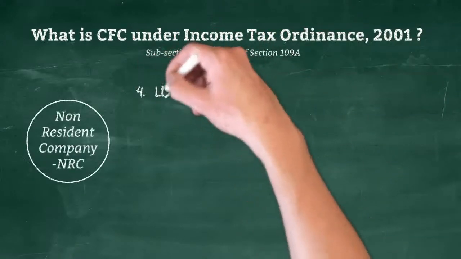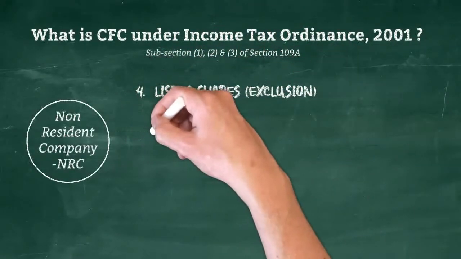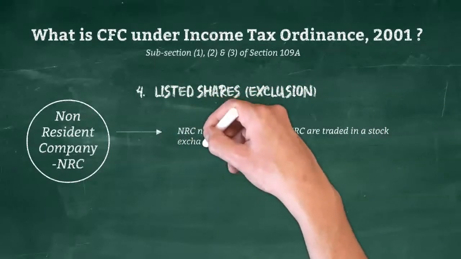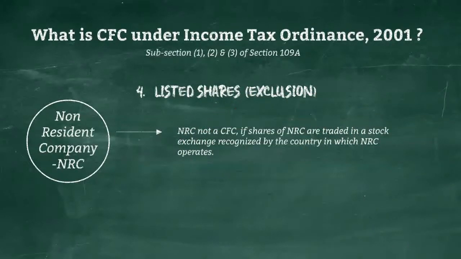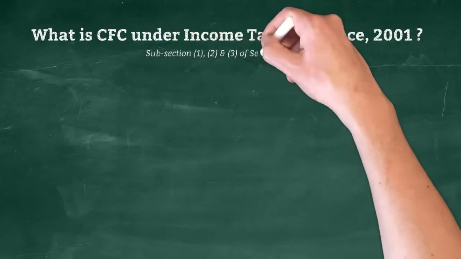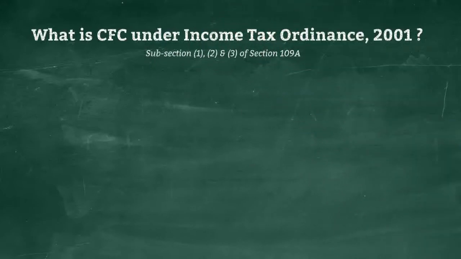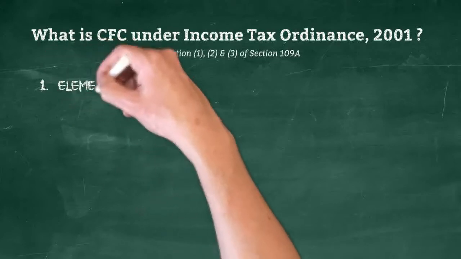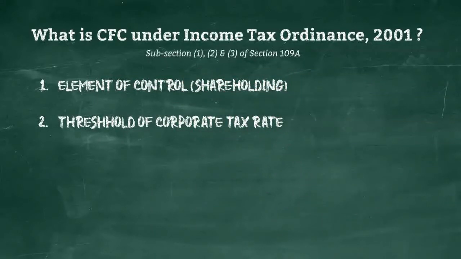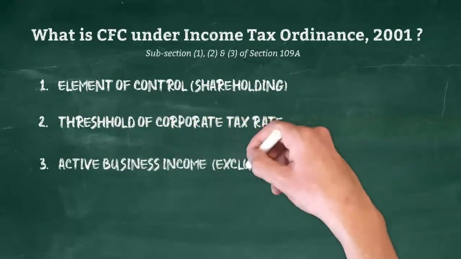Further, the regime also provides another outright exclusion, which is for a non-resident company that is listed. A non-resident company is not a CFC if shares of that non-resident company are traded on a stock exchange which is duly recognized by the country in which it operates. So the law gives 4 basic filters to establish whether a foreign company is a CFC or not. That is, shareholding or control of shareholders in the foreign corporation, threshold of corporate tax rate, active business income, and listed corporations.